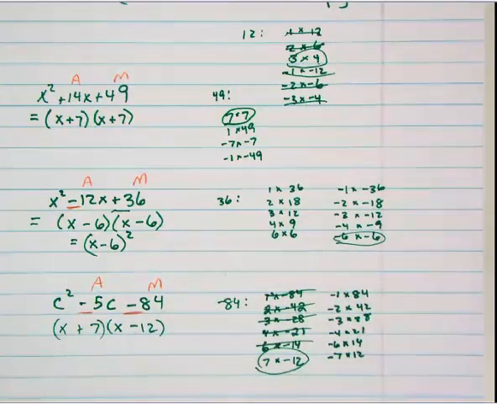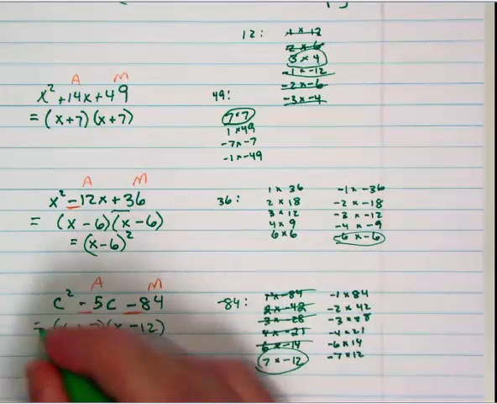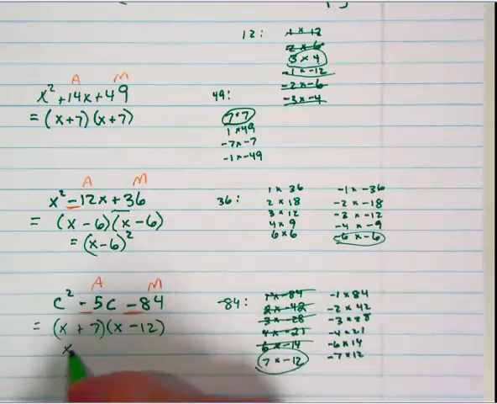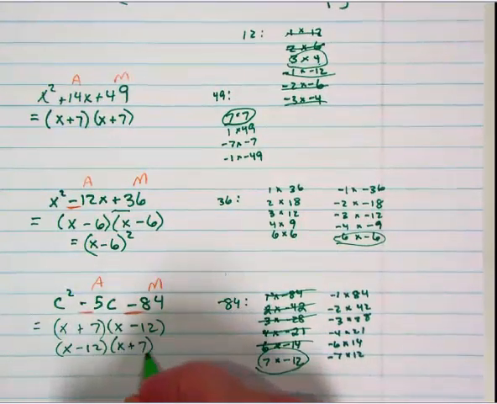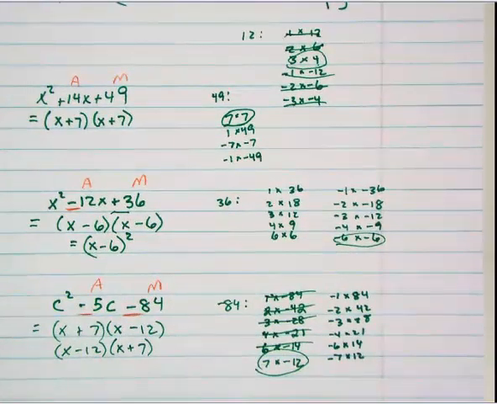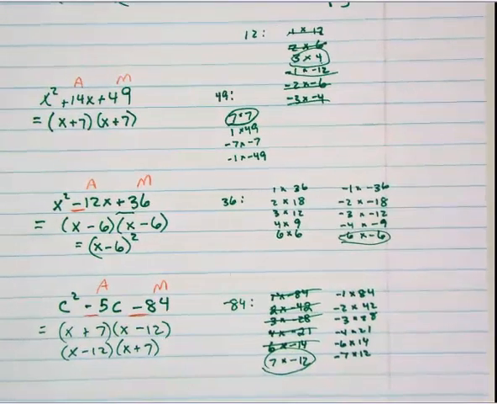Again, it does not matter which order you put those in. You could have chosen to do x minus 12 times x plus 7. The only thing that matters is that the 12 is negative and the 7 is positive. Think about why that is. Okay, because I will definitely ask you that on Tuesday. Let's try 2 more and then we will be done with this.